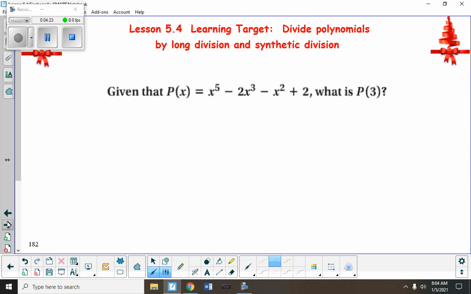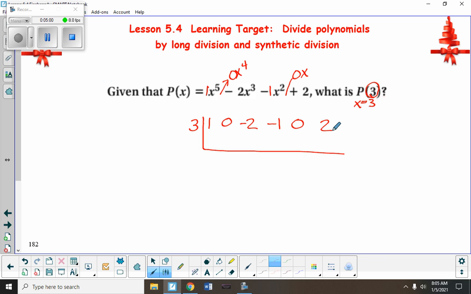So we are given that p of x is equal to all of this. What is p of 3? In other words, we need to substitute in a 3 for x. So we're going to put a 3, what we're substituting in, on the outside. And the coefficients are 1. Let's see. We have x to the 5th, x to the 3rd. Oh, we're missing the x to the 4th. So we're going to write 0x to the 4th. Then x squared, and 3, 2. Oh, we don't have an x, so we're going to do 0x, okay? So we have a 1, a 0, a negative 2, a negative 1, a 0, and a 2.